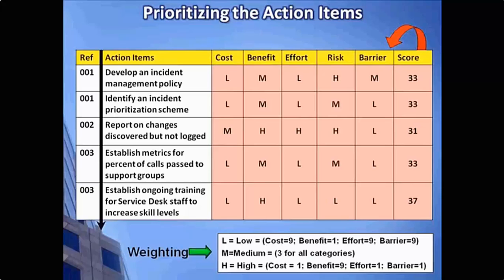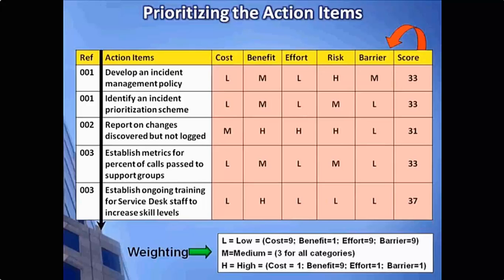Take a look at that weighting table, and let's take a look at cost just for example. The way this works is that under the cost, if we put an L in there, then I'm in the cost category, I'm going to count that as 9 points. If an L is in the benefit category, it counts as 1 point. If it's in the effort category, it counts as 9 again. And if it's in the barrier, it counts as 9 also. So we will use these to help figure out the scores and then add them across to get that final score tally, which you see in the score column, for each action item that's shown there.